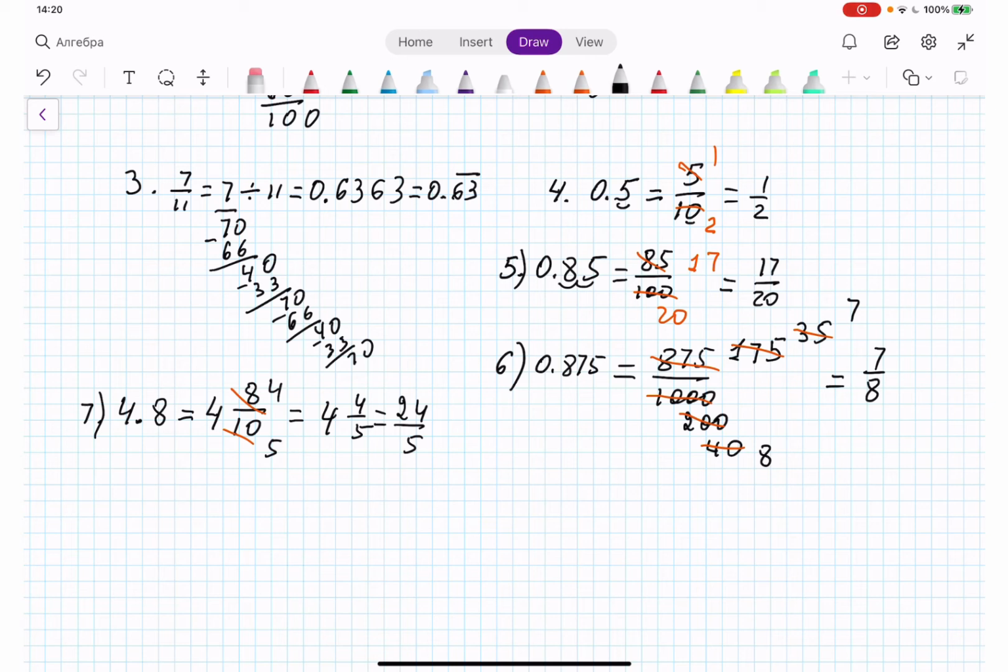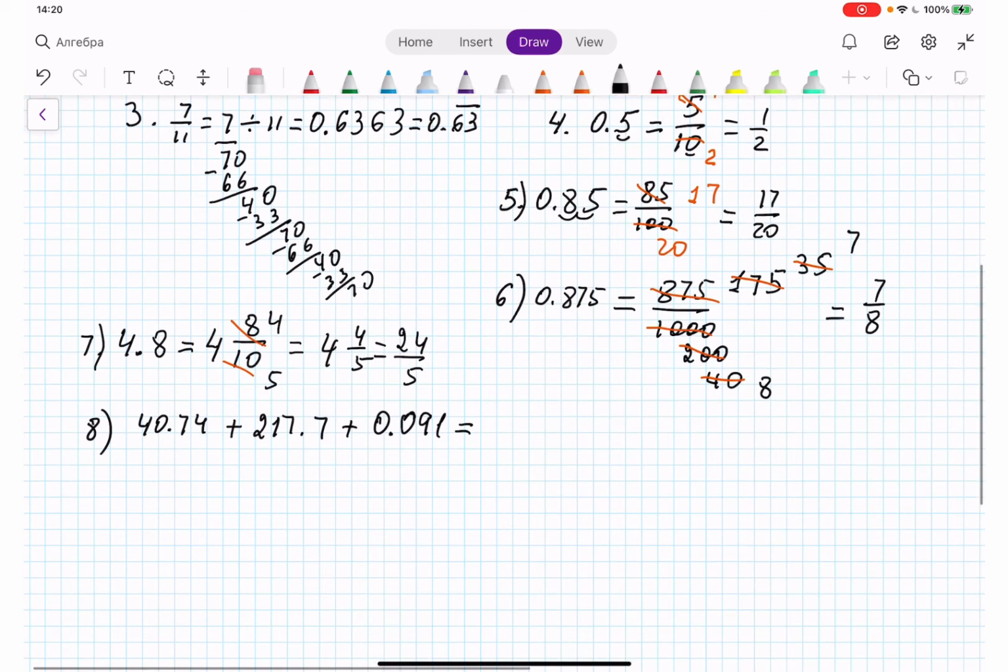Number 8, we are going to add decimal notations. So 40.74 plus 217.7 and plus 0.091.